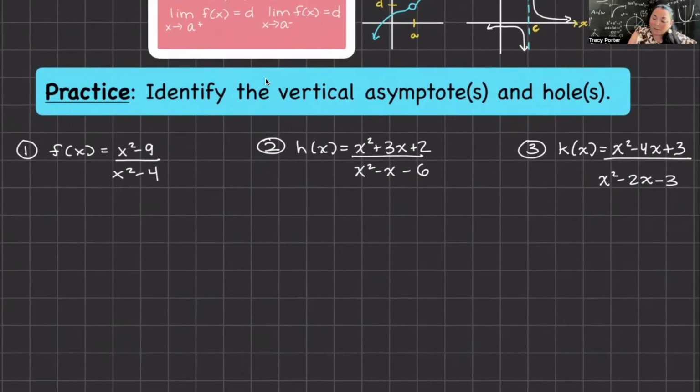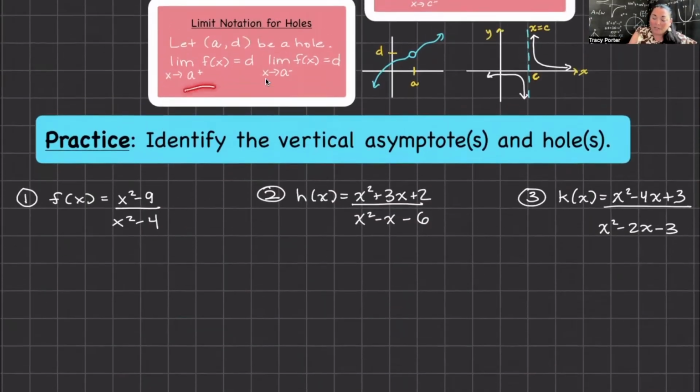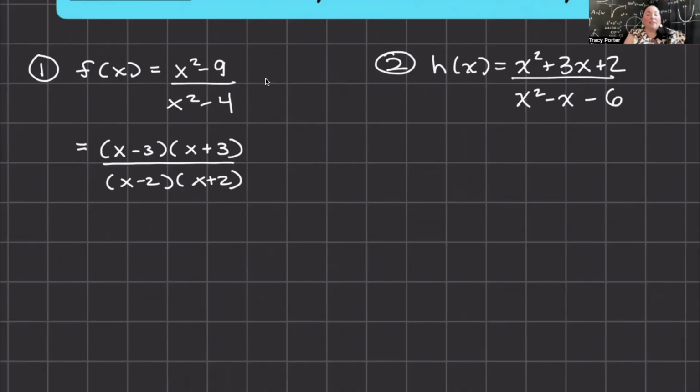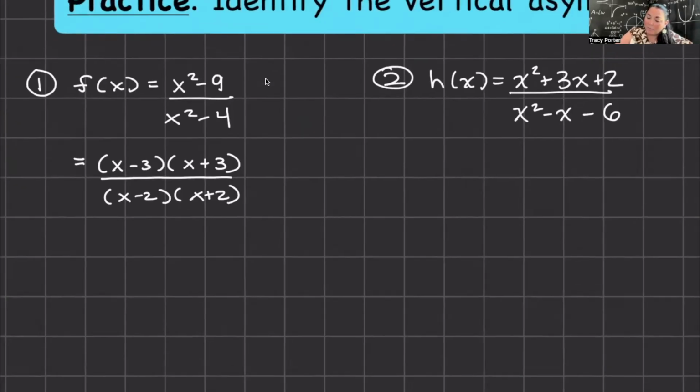We're going to identify the vertical asymptote and the hole, but we could also practice even writing the limit notation if you wish. Okay, so let's go to number one. And we said the first thing you want to do for all of these is factor the numerator and denominator completely. Okay, now that's factored completely. So yes, you do have to remember how to factor your difference of squares, all your different factoring techniques. So nothing here cancels. There are no common factors.